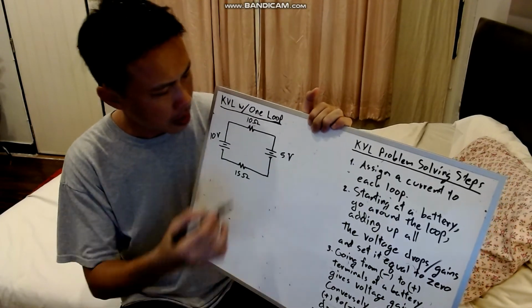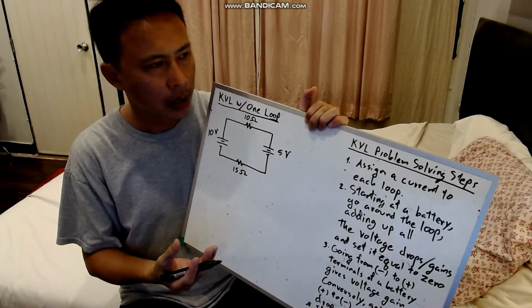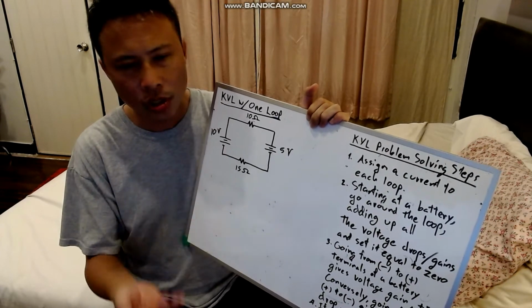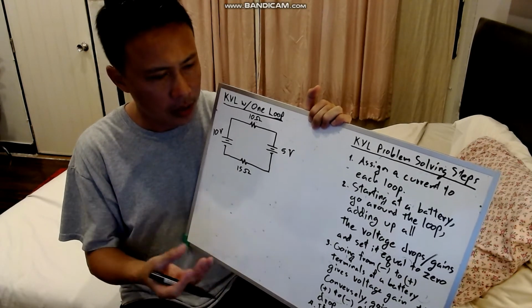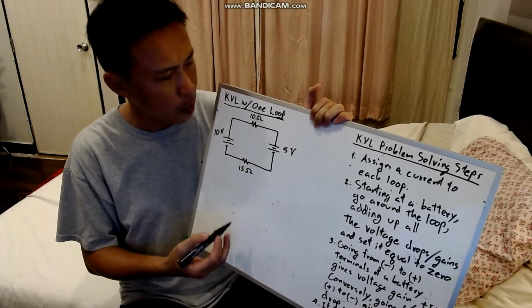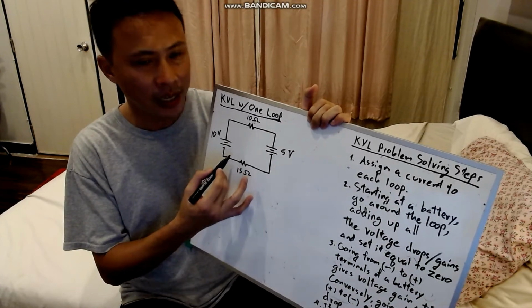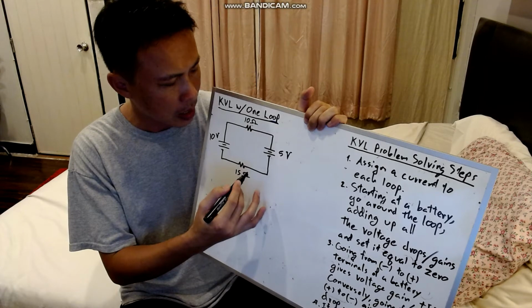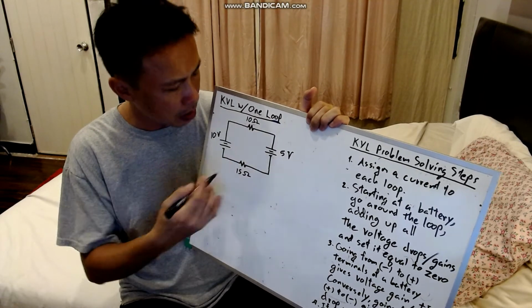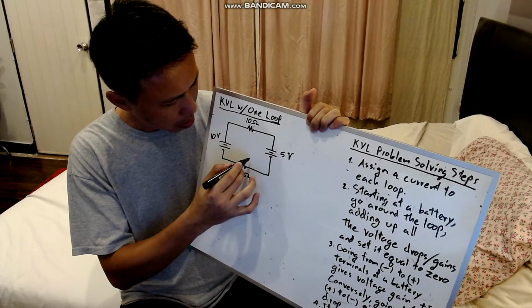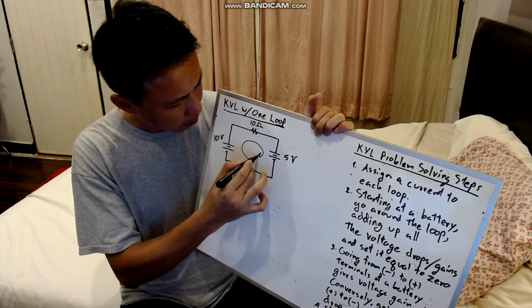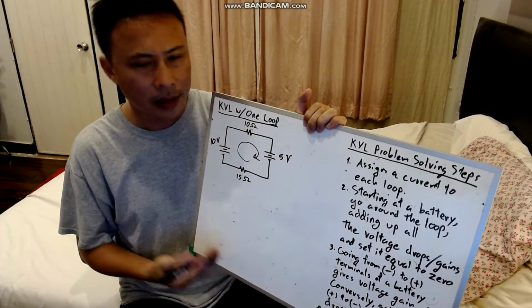Now, the way you assign the current is arbitrary. It doesn't matter. So teachers do it, engineers, scientists, they all do the same way. So the current here can either go clockwise or counterclockwise. Okay, for me, I prefer clockwise. So let's just go clockwise. Okay, clockwise. It doesn't matter.